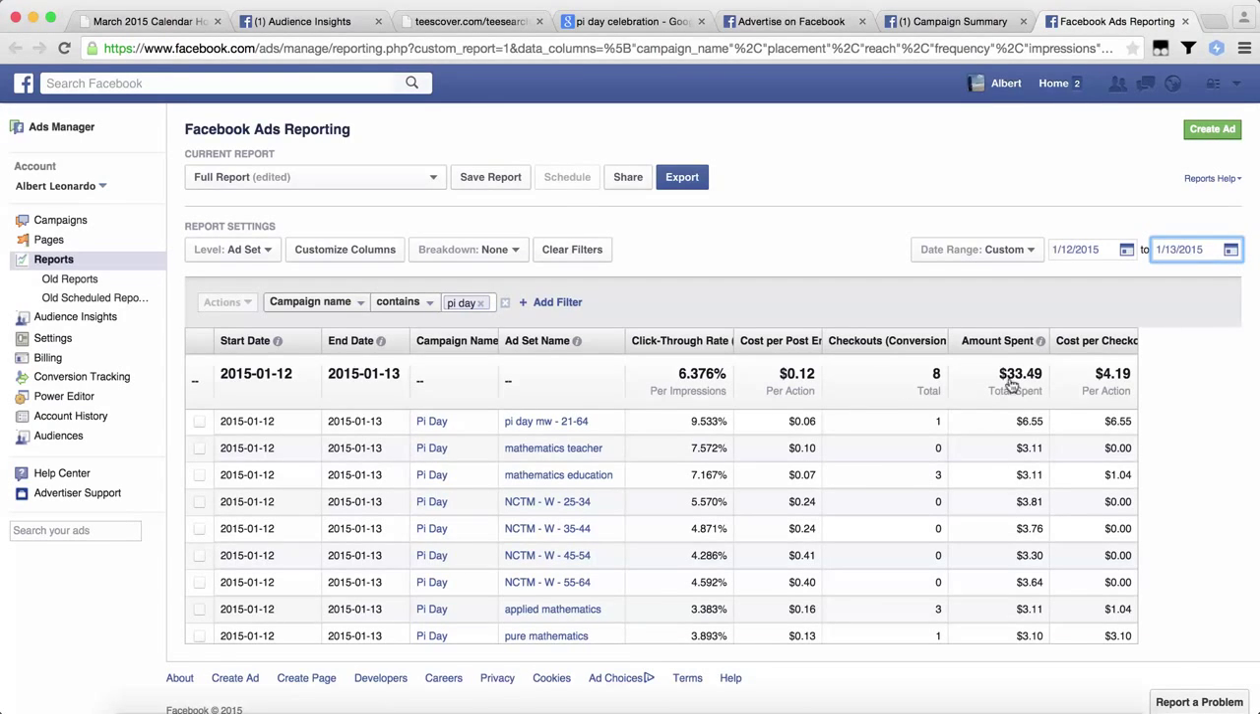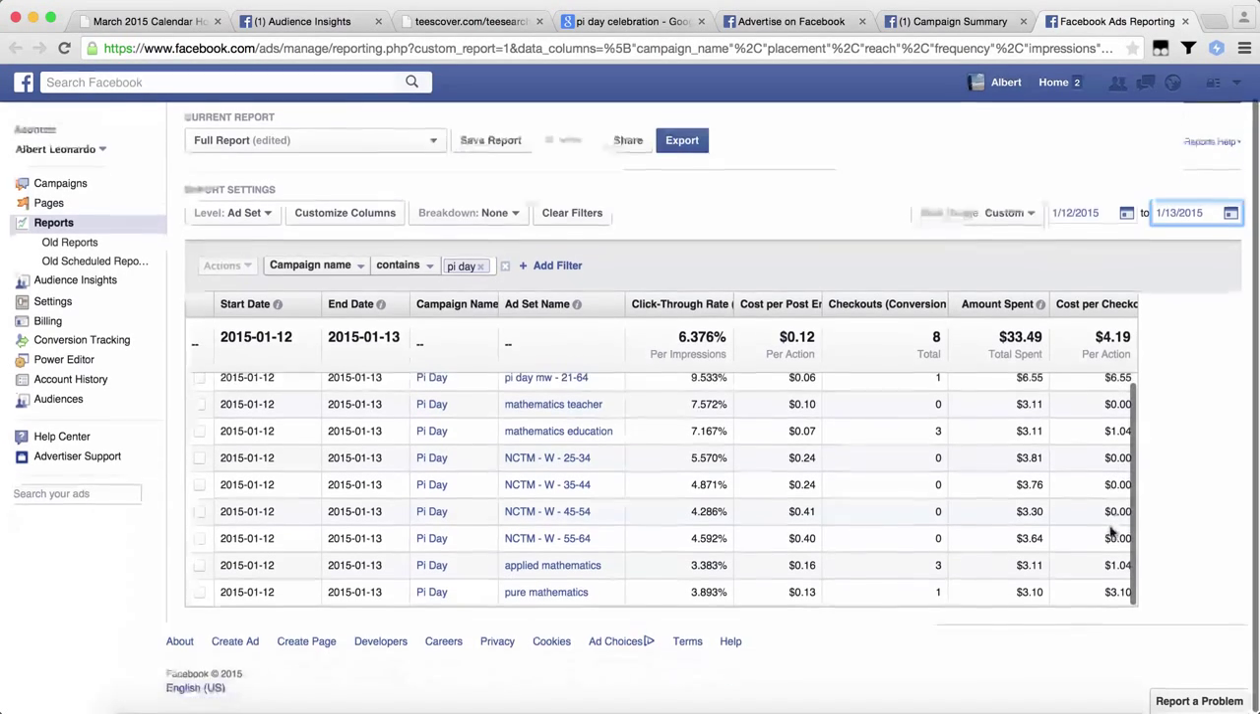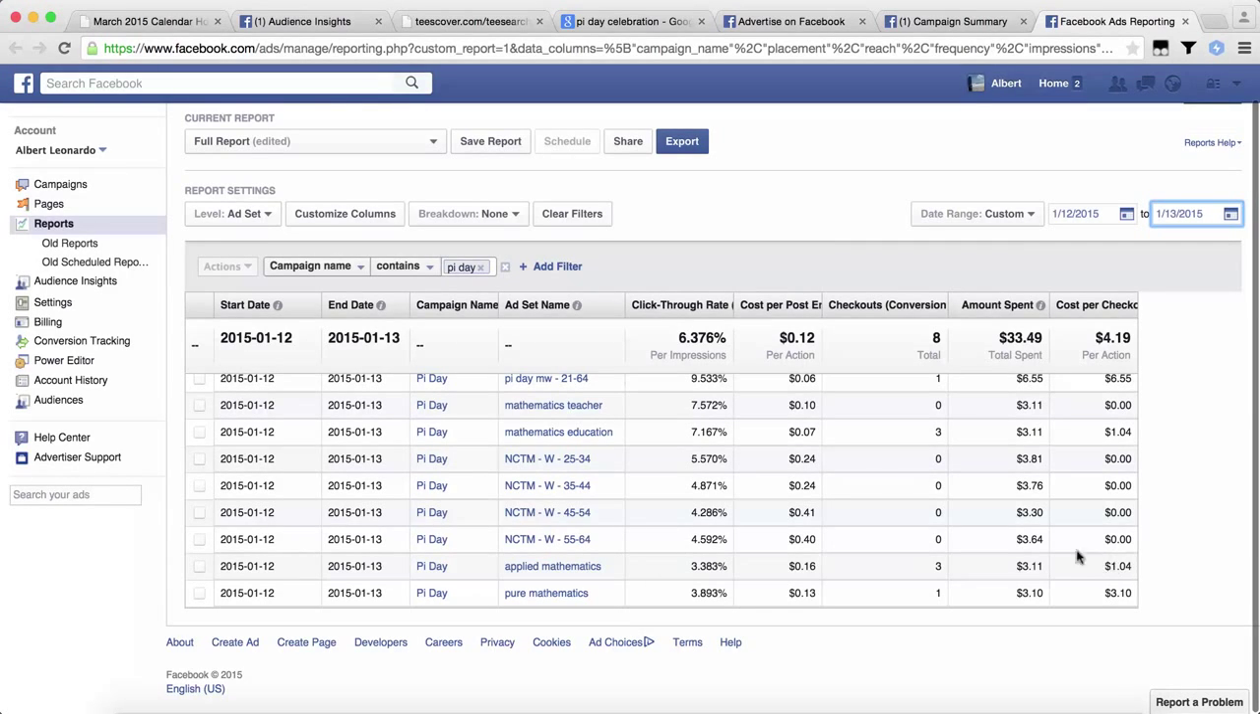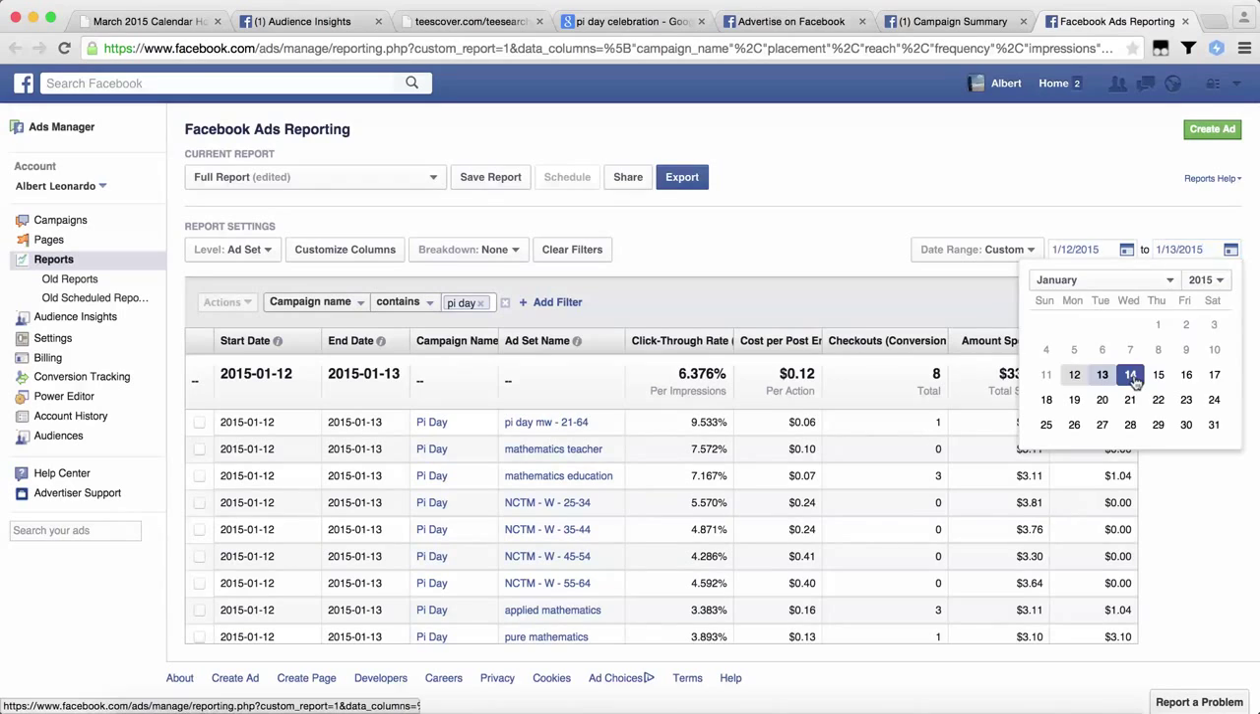So at the end of the first day, I spent around $33 for the conversion of 8. This is actually more than this because some of them are not reported. And you can see from here that the cost per checkout is very good. This is quite low for $1 per sale. Let's look at the next day.